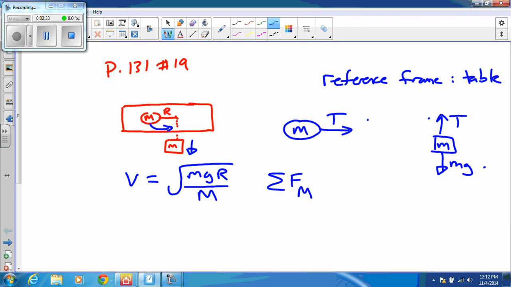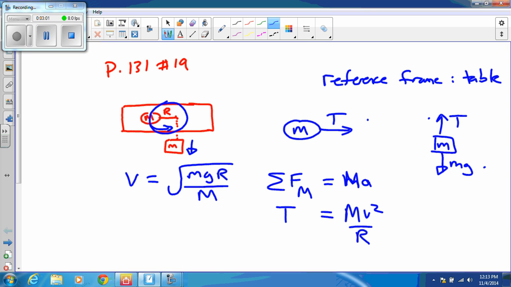Over for the big mass M, sum of forces is equal to mass times acceleration. It's going to be big M times acceleration. And the sum of forces comes straight off the free body diagram, which is T. The acceleration is found by observing the motion of the puck. It is moving in a circle with a constant speed. Therefore, its acceleration is v squared over r.